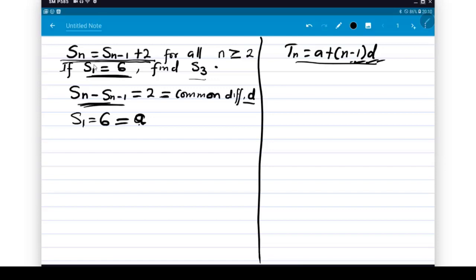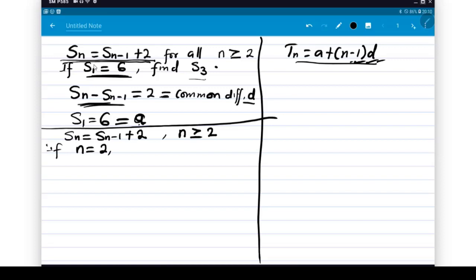But if I want to use the definition, I will just go straight to my definition. So my Sn is equal to Sn minus 1 plus 2. They have told me that my n starts from 2, that's from 2 and above, greater than or equal to 2. So if n is equal to 2, then that means I have S2, that's 2 will replace n, equal to S, that will be 2 minus 1, which will be 1, plus 2. Now recall, my S1 is 6. Therefore, we have 6 plus 2, which is equal to 8.